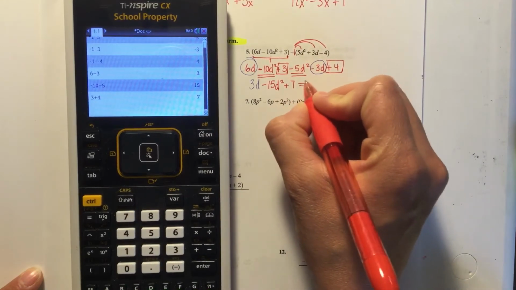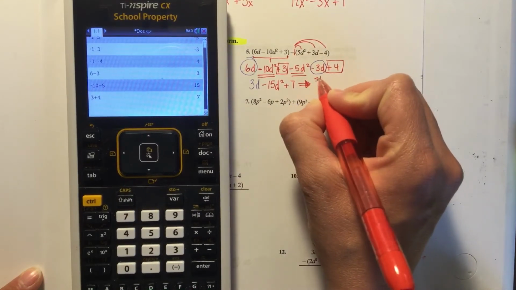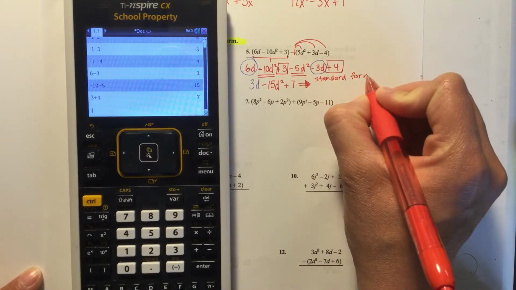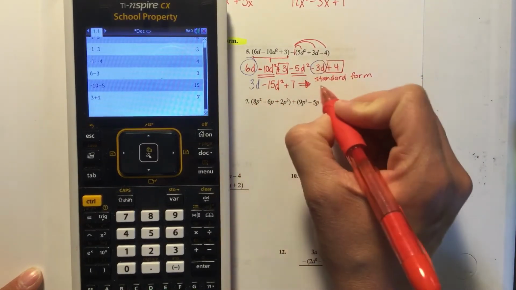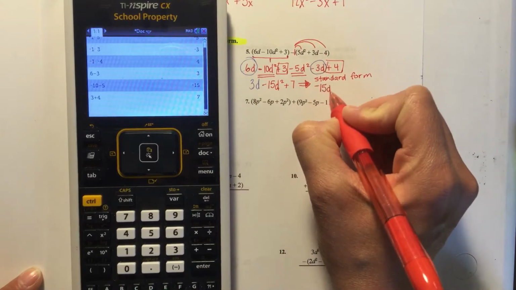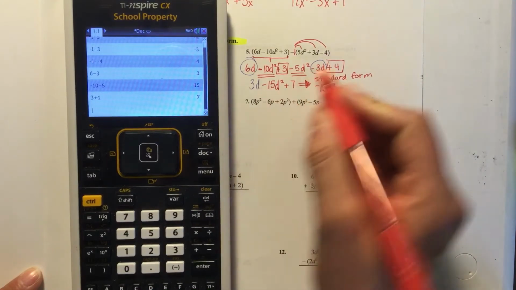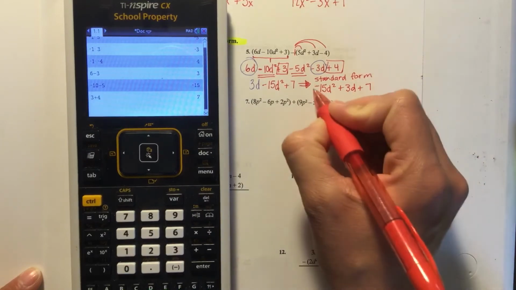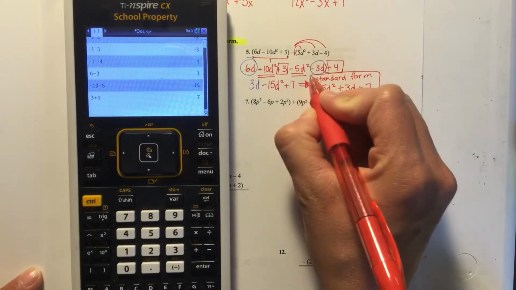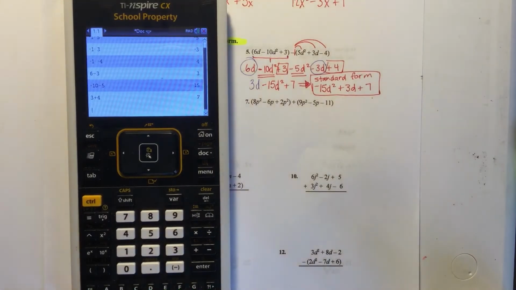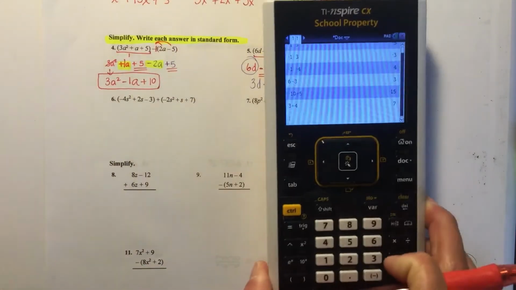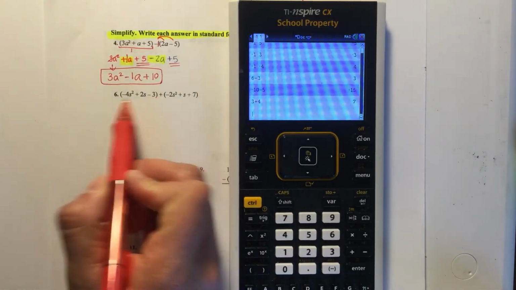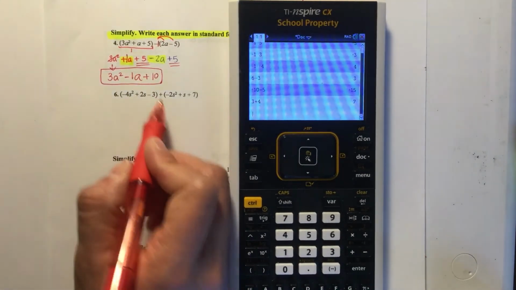So now you need to rewrite this in standard form. Standard form. Negative 15d squared has a larger exponent. Then it's your plus 3d. Then it's your plus 7. In standard form, that's the final answer. Next, you have number 6. Since it's addition, you can just add it the way it is. You don't need to distribute.